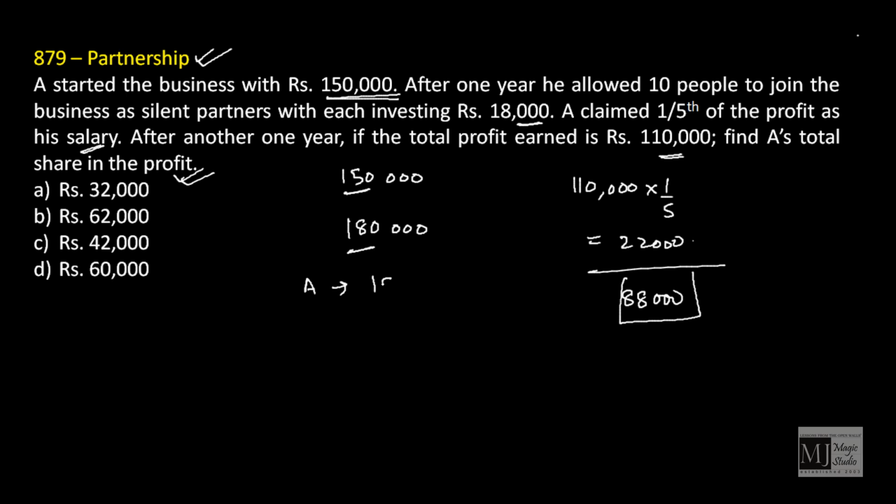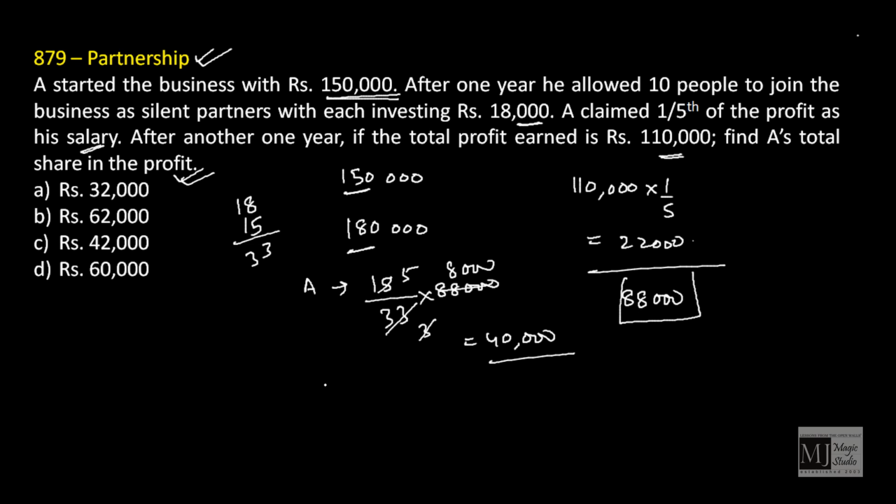A should be getting 15 by 18 plus 15, that is 15 by 33, into 88,000. 11 times 3 is 33, this is 5 parts, that is 40,000 as the share of profit, and 22,000 as salary. So the total takeaway of A is 62,000.